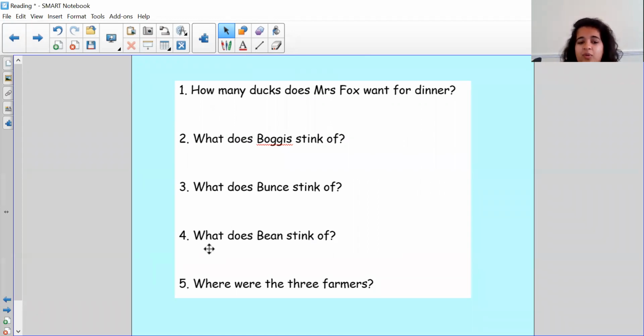Questions 2, 3, and 4 are quite similar. What does Boggis stink of? So what smell does Boggis give off? Question 3, what does Bunce stink of? Question 4, what does Bean stink of? Okay, so all those answers were on that first page. What was the smell that they gave off? And finally, question 5, where were the three farmers? So where were they waiting for Mr. Fox? Where were the three farmers?